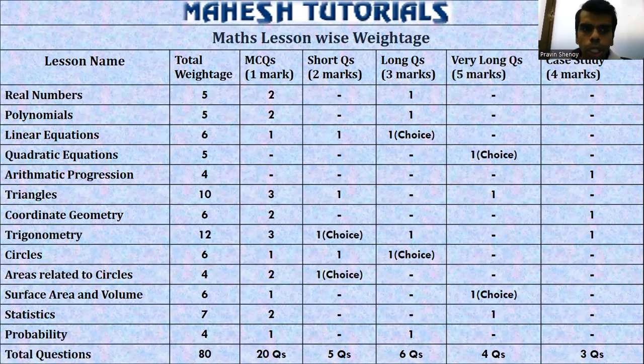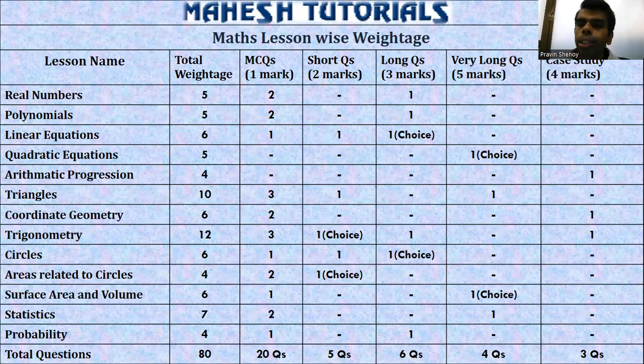The next chapter over here is circles. The total weightage for this chapter is 6 marks. And for this 6 marks, you need to prepare 1 MCQ. You will have 1 2-mark question and you will have 1 3-mark question. The next chapter is areas related to circles. The weightage is 4 marks. For this 4 marks, you will have 2 MCQs of 1 mark each and 1 2-mark question.